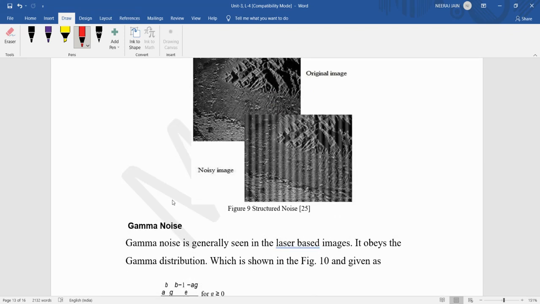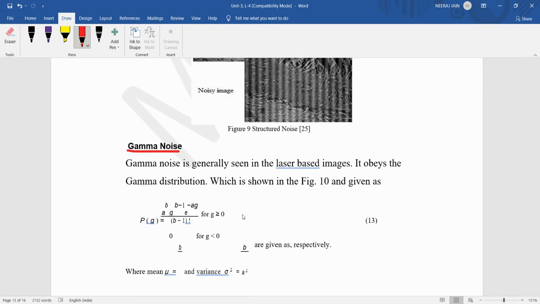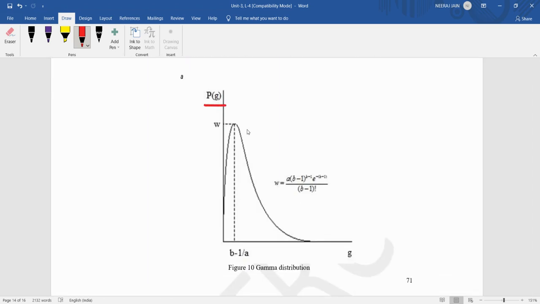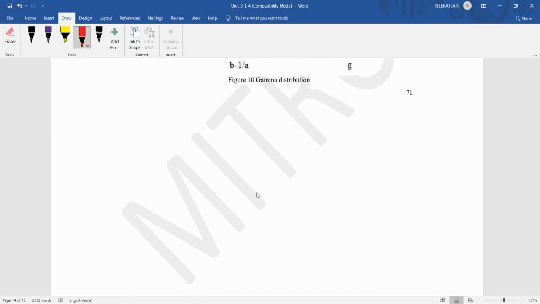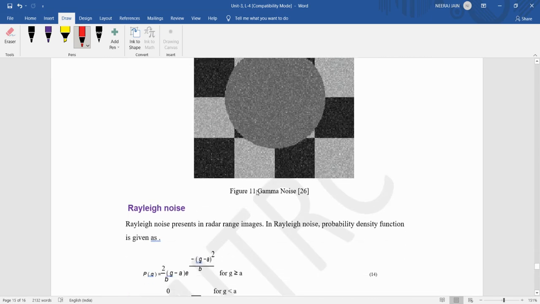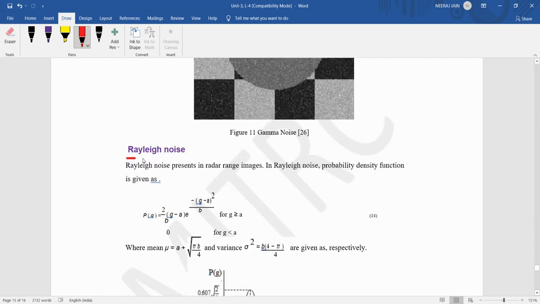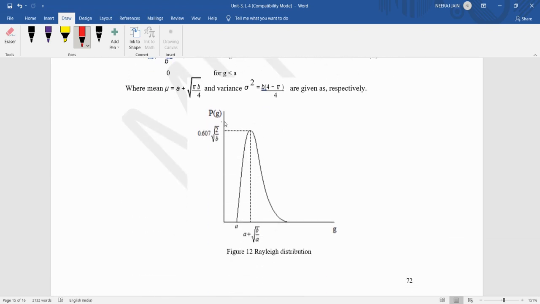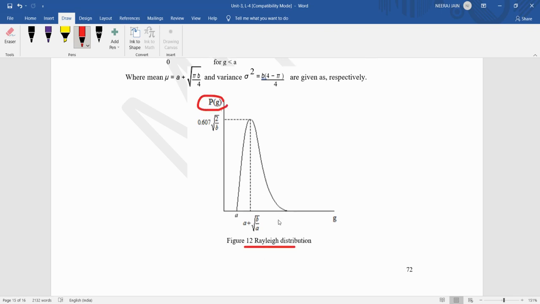Now gamma noise is also present, and it is generally seen in laser-based imaging systems. It obeys the gamma distribution, and the PDF of the gamma noise is shown, which is a little bit similar to the bell-shaped curve we have seen. Then Rayleigh noise is also present, and the PDF of the Rayleigh noise is shown here.